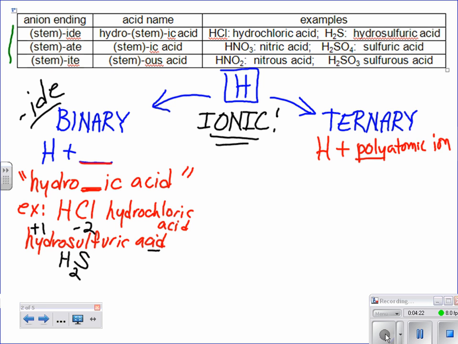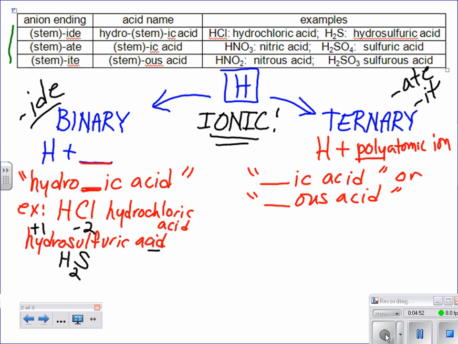So the way that we're going to name these is either blank-ic acid or blank-ous acid. And the way you figure these out, if you looked at your polyatomic ion sheets, how do most of those end? Two different possibilities. Ates and ites. So let's write that up here. Ate and ite.